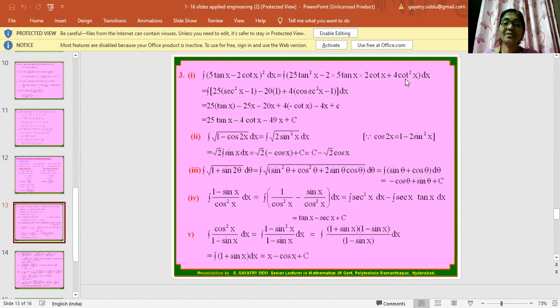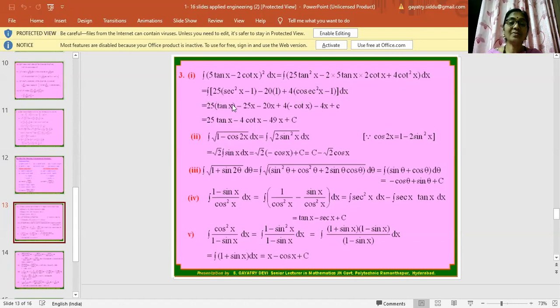You have the integral of cosecant square x formula. So connect these two through the fundamental rule that cot square x is replaced with cosecant square x minus 1 to get the integration. So these two are connected to secant square x and cosecant square x using the fundamental rule. Now you can apply the integration.